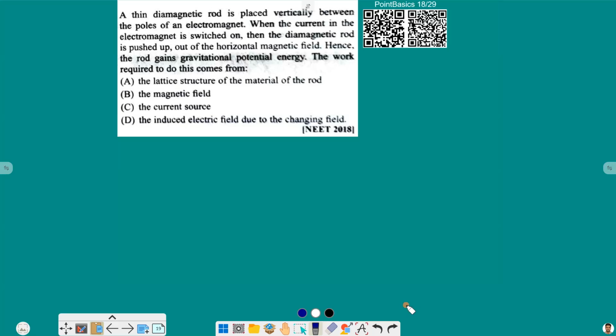Now we know that diamagnetic material will be repelled, and that repulsion happens due to magnetic field. So whatever the work is done, whatever the force is applied is due to magnetic field, and that magnetic field is produced due to current source. So the actual answer here will be the current source, because that magnetic field is there due to that current source, as it is an electromagnet. So let's now move to next question.